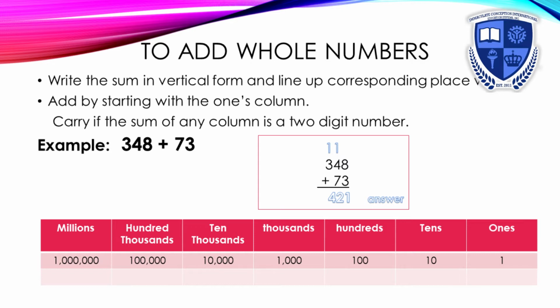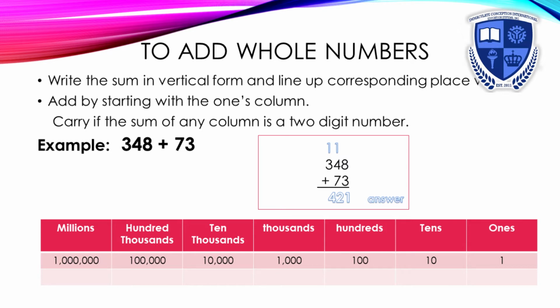Add by starting with the ones column. Carry if the sum of any column is a 2-digit number. So for example, 348 plus 73, we write this in vertical form. Write down 348 and then write 73 below it, lining up the 3 with the 8 in the ones column, and now find the sum by adding the columns.